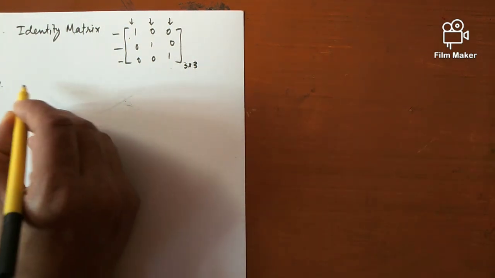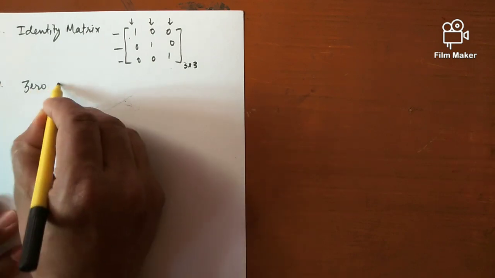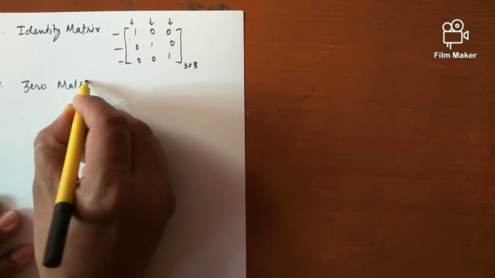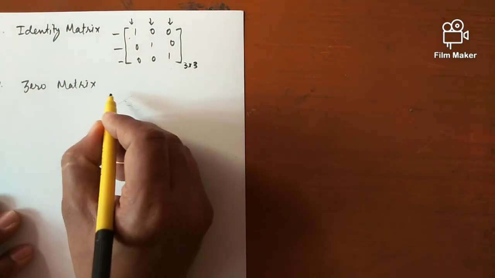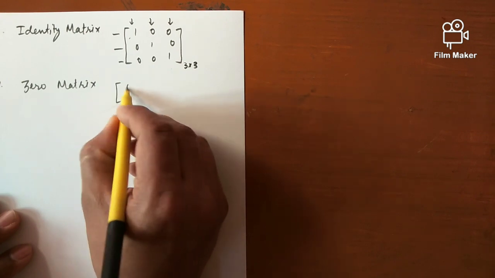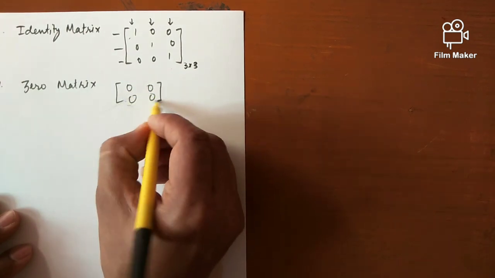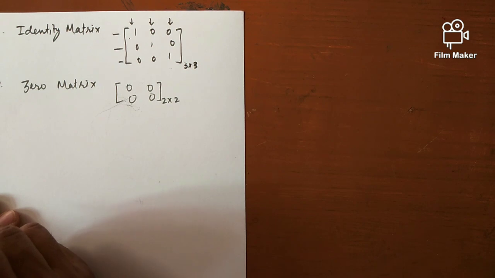Next, seventh number is the zero matrix. Zero matrix, as the name suggests, if all the elements are 0, like 0 0 0 0, then this matrix is called a zero matrix.